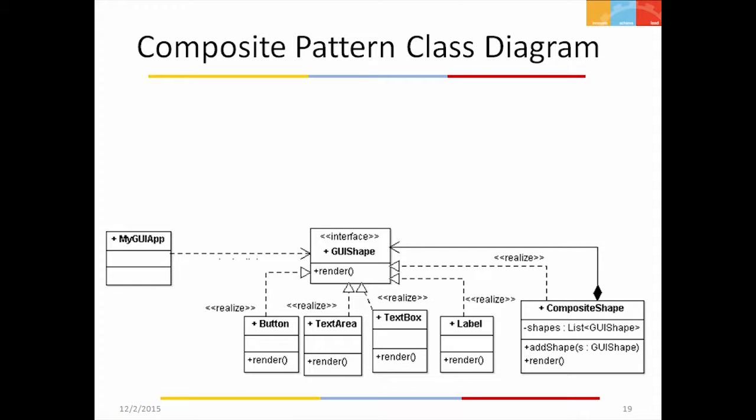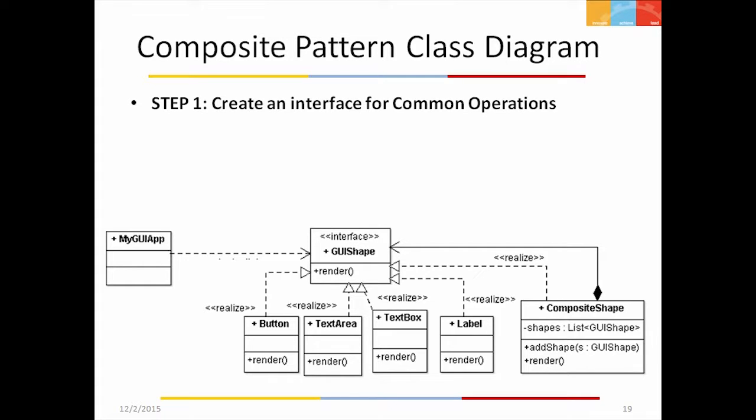GUI shape is an interface, and many objects actually implement this interface. So first of all, the interfaces like button, text area, text box, label, they all implement it. Plus a composite shape also implements this GUI shape, and my GUI app essentially has a collection of GUI shape objects.